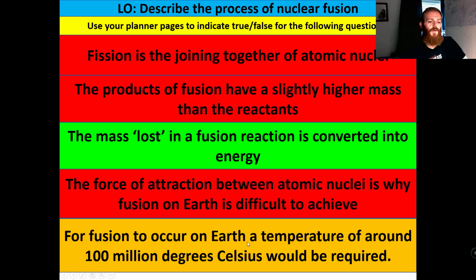For fusion to occur on Earth, a temperature of around 100 million degrees Celsius would be required. True or false? You should have said true there. Again, massive amount of energy required in order to actually get fusion to occur. Bear in mind that on the sun, it's already hot from all the other fusion reactions. They're all giving out energy, so therefore that isn't that hard to entertain.